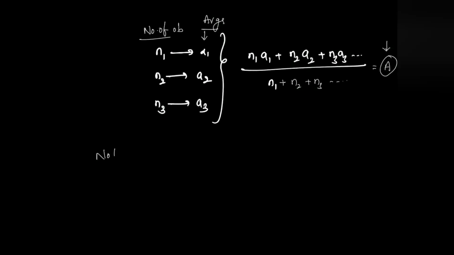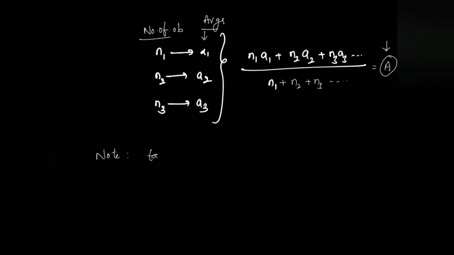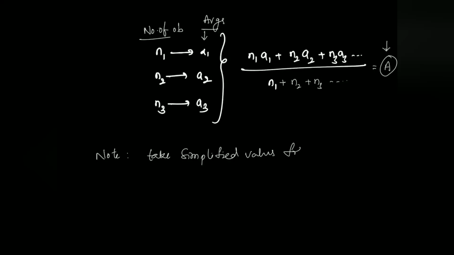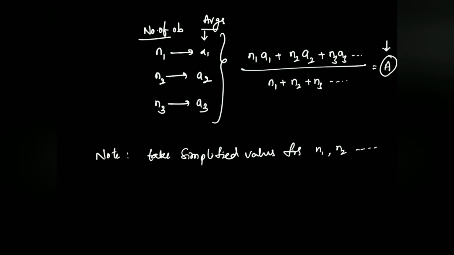And one note here: I'm asking you to take simplified values for n1, n2 and so on. So always take the simplified values for n1 and n2.